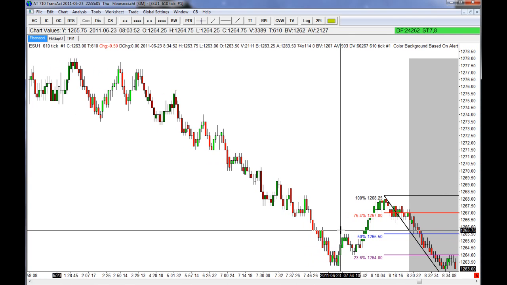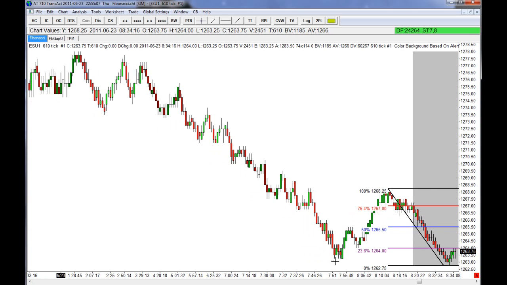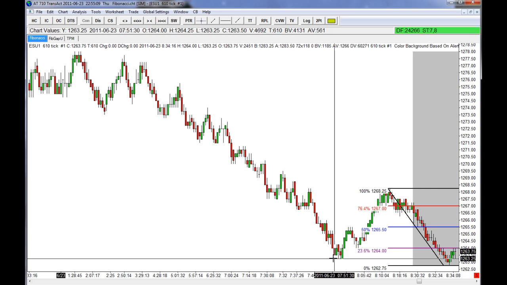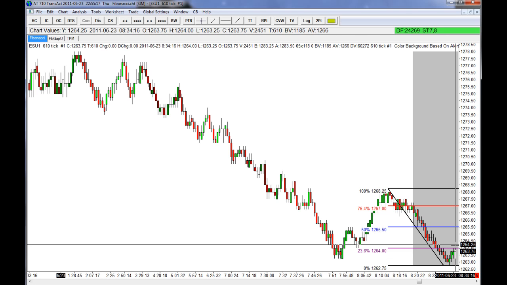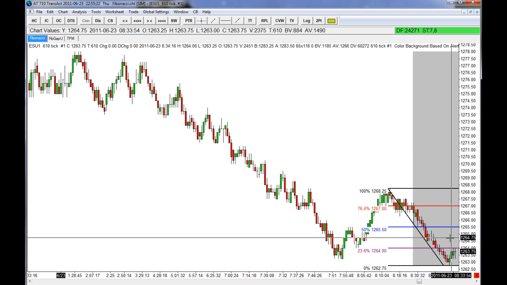Okay, this was, let me show you. I drew this as soon as this line right here broke, because this was the 0% line. So it broke through here and then started retracing back into the previous fib, so I just drew the new fib.